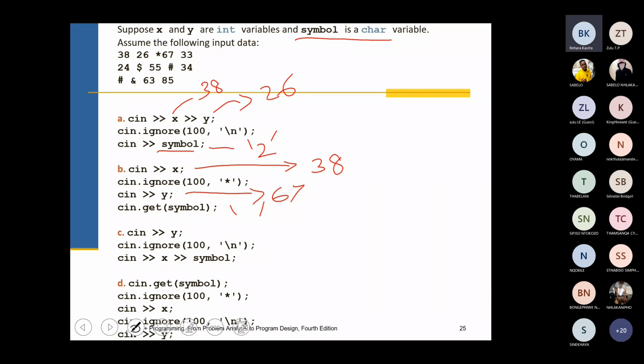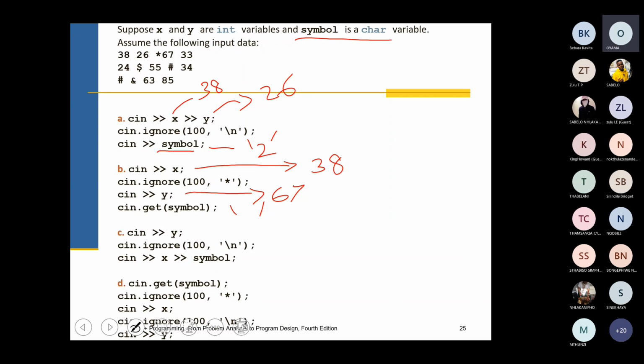Is it clear? Yes. No, ma'am. What is no? Question number B, cin >> X. You got 38, the X value. Are you clear with that?